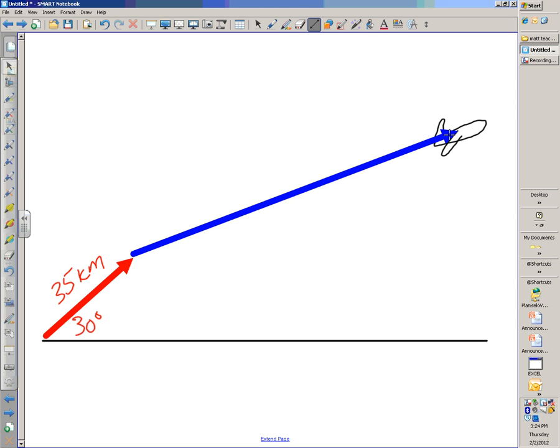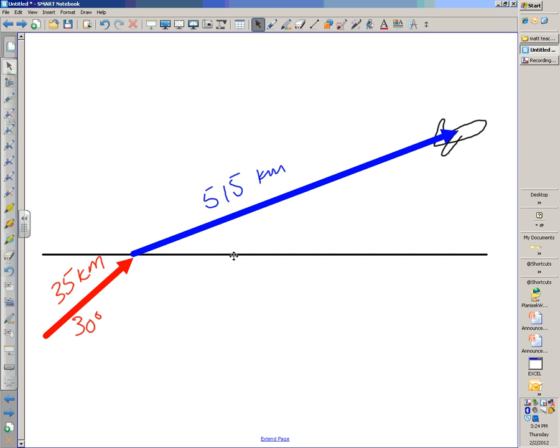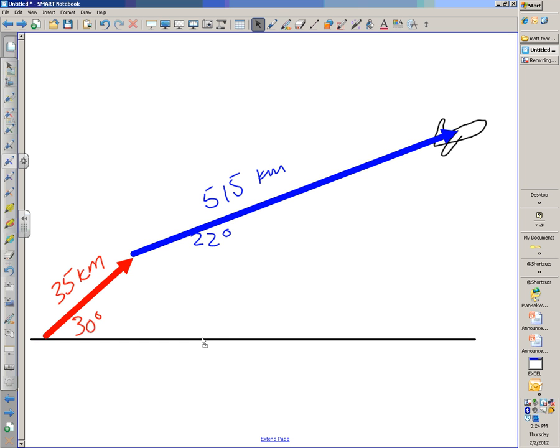Labeling that blue arrow, we know that it's 515 kilometers, and it's at an angle of 22 degrees above the ground. Well, that also means it's at 22 degrees to any line that's parallel to the ground. So, I know we can't do this in the real world, but if we take the ground and move it up to here, that would make this angle 22 degrees.